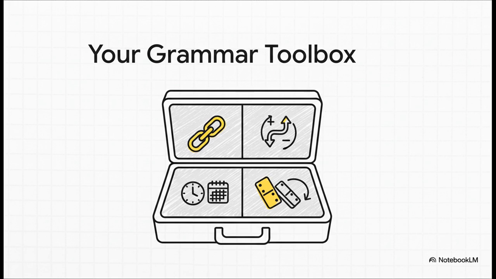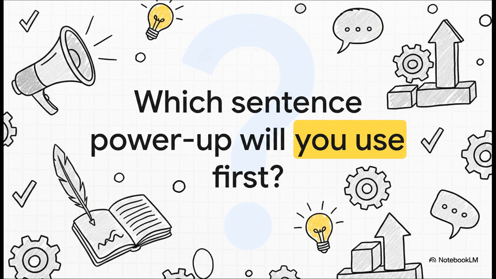Grab although or in spite of whenever you need to show some contrast. Use when and as soon as with the present tense when you're talking about future plans. And finally, use so that to explain a result really clearly. So now the ball is in your court. Think about your own talking, your own writing. Which one of these power-ups do you think you could start using, like today?